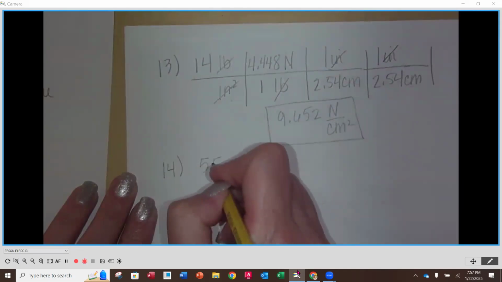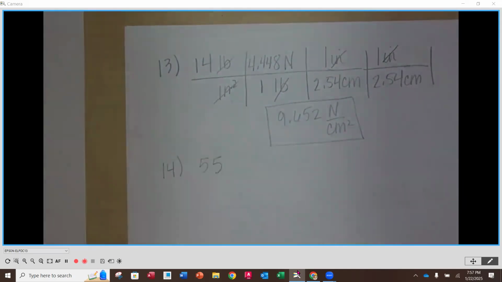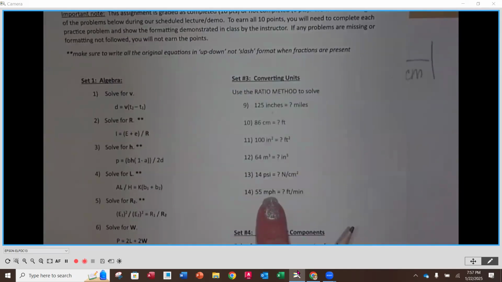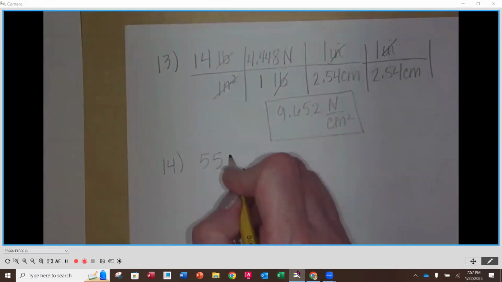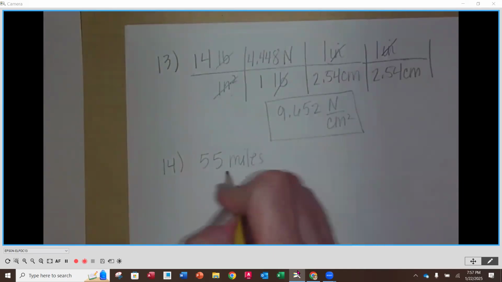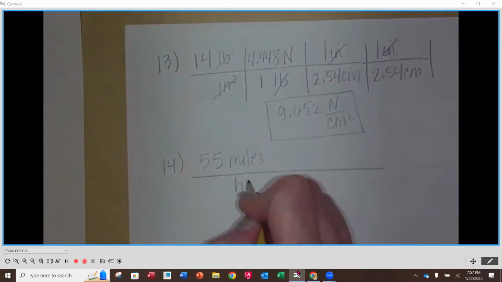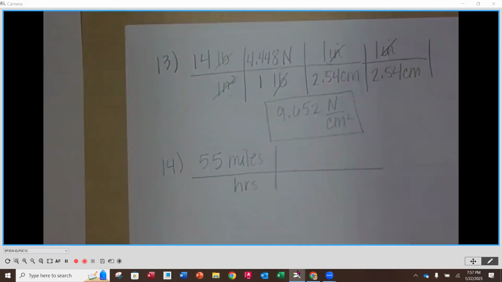So then number 14. We've got 55. Now here we have miles per hour. So it's MPH, so we want to expand that out again. We want to put miles on top and hours on the bottom. Okay, miles per hour, not MPH. And we want to find out how many feet per minute this is going to be. So go ahead. You remember 5280 feet in 1 mile. And then you want to get hours in minutes.